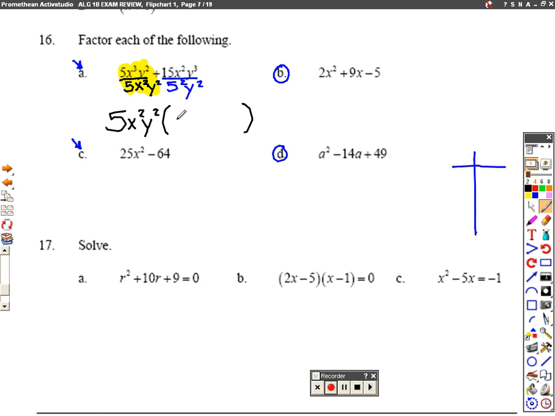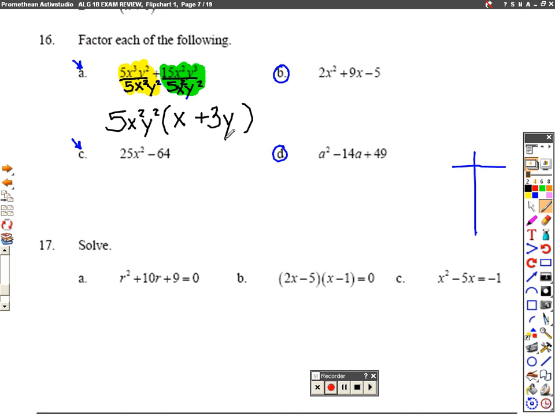You don't have to write that, but you could. X to the third over x to the second would be x. And then y squared over y squared would also cancel. So again, your first part is 1x or x. Recopy the plus sign. For the second part, I'm going to divide 15 by 5. That'll give me 3. The x squared and x squared cancel. The y to the third and y to the second would give me 1y left.